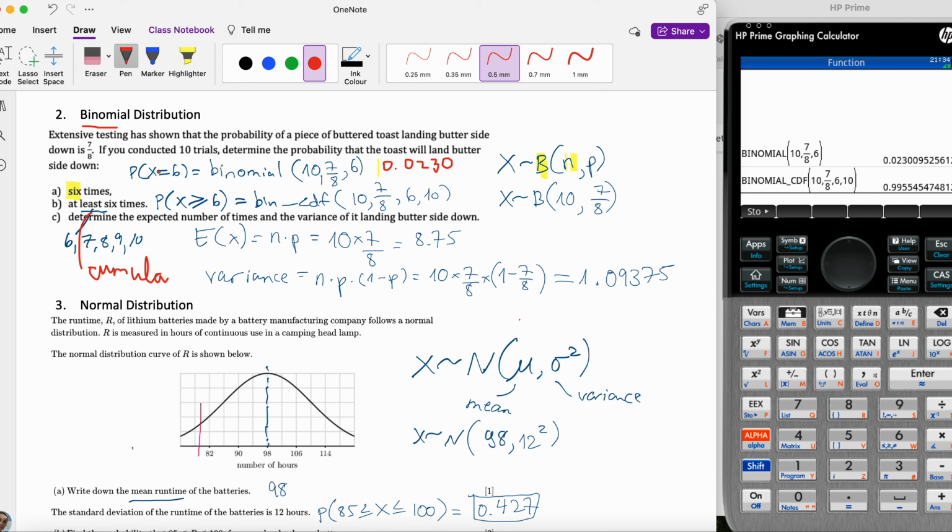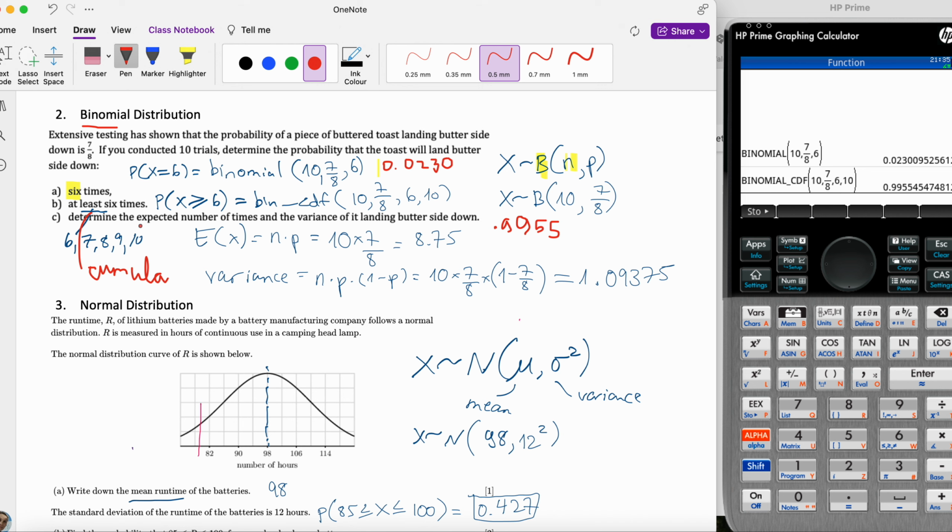I guess that makes sense, because if it's probability, if it's 7/8 of the time it's landing down, then this is basically going to be, okay, this is really, really close to 1. So it's a really, really high chance you're going to get at least 6.